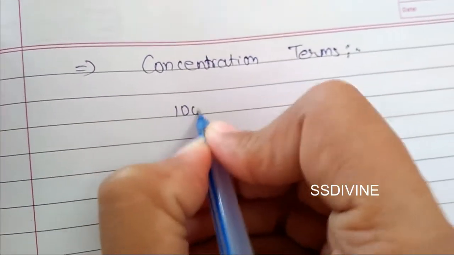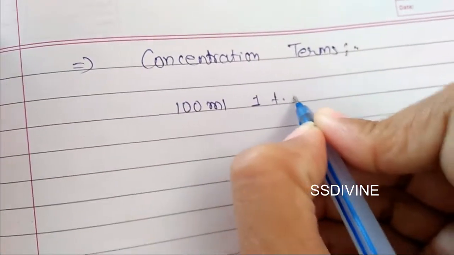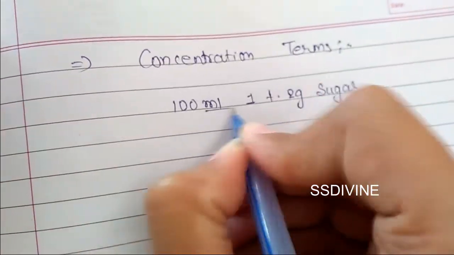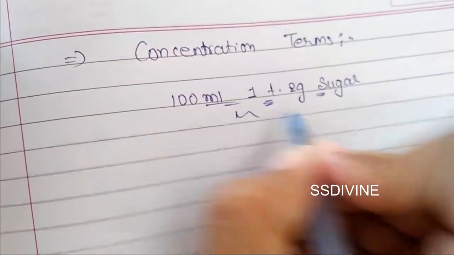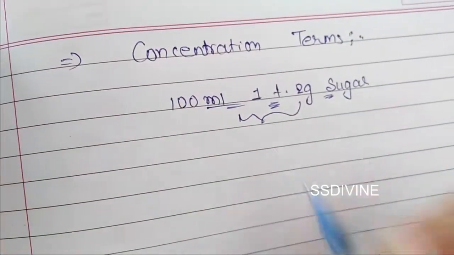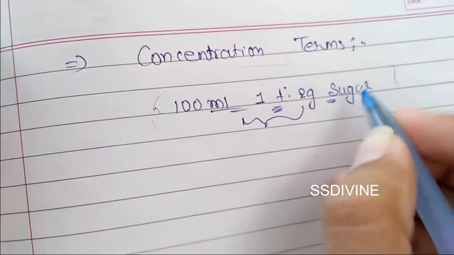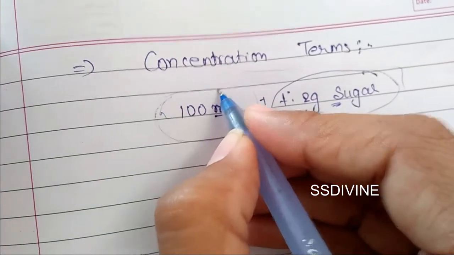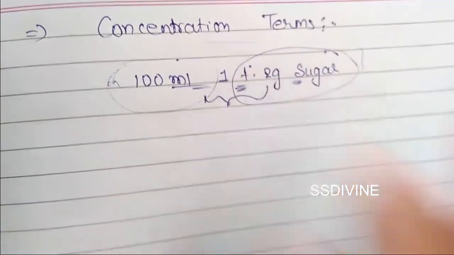If you say that in 100 ml of water you have added 1 tablespoon, that is around 2 gram of sugar, this will give you the concentration of your solution. So, 100 ml water and 2 gram of sugar is your concentration. It is your solution, and in the solution, sugar is your solute and water is your solvent. So, together how much concentration you have got, that is your concentration term.